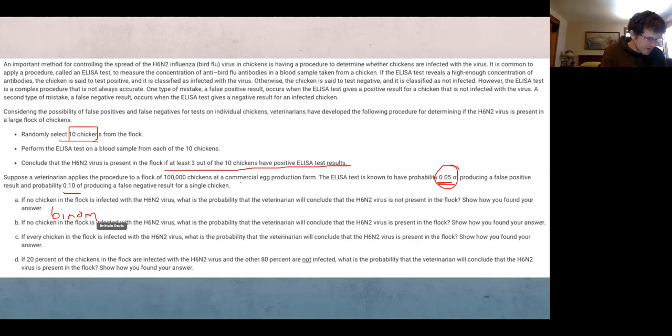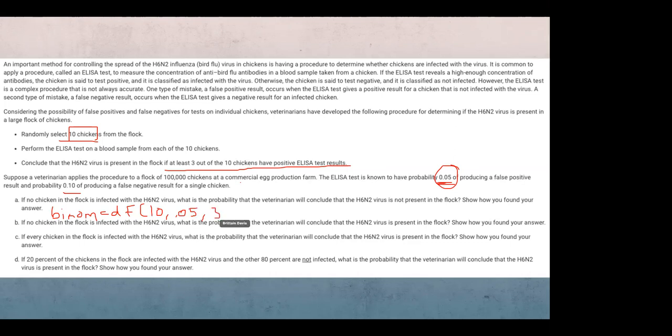Binomial CDF, because I want to see, out of 10 chickens with a probability of just 0.05, what's the probability that 3 or more? Mr. Davis? Yeah. Wouldn't we want to use the false negative?